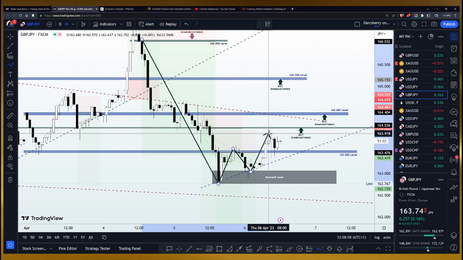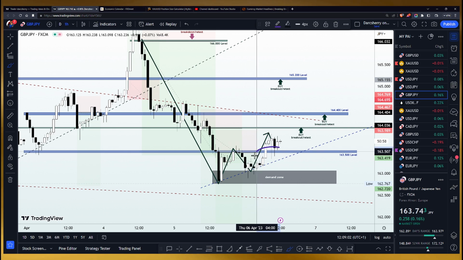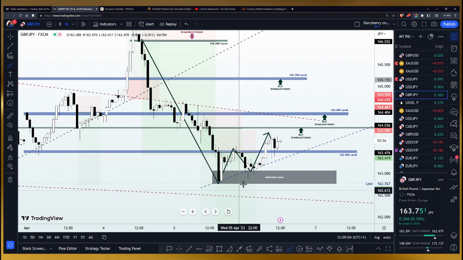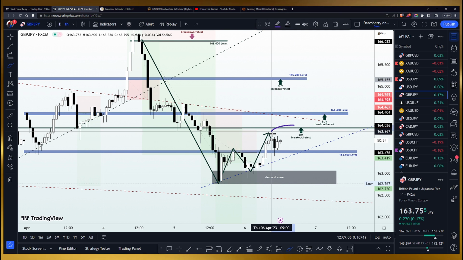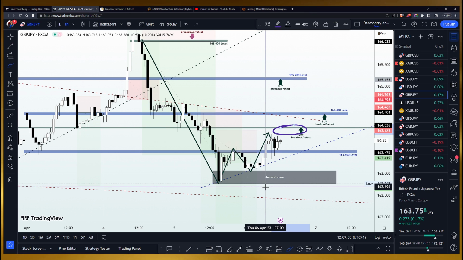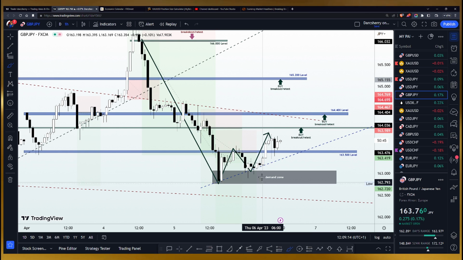We had the breakout of the neckline already, and I made mention here that for those who had missed out on the breakout here, then we should be looking forward to the breakout of that 164.00 level to add more position or join for the first time if you had missed out on the first one. Then we also have structures like the 164.400 level, the 165.200 area, where a breakout retest of this level will be welcoming additional position to our existing trade.